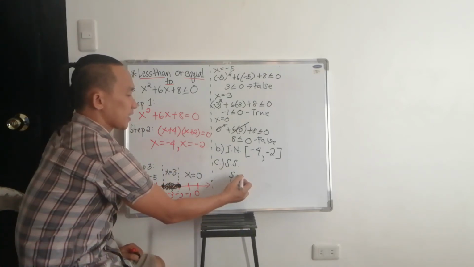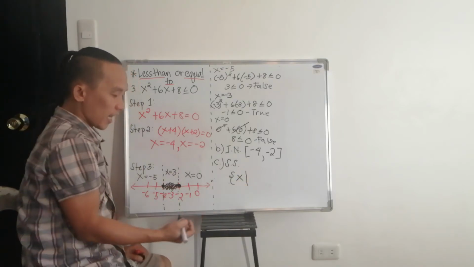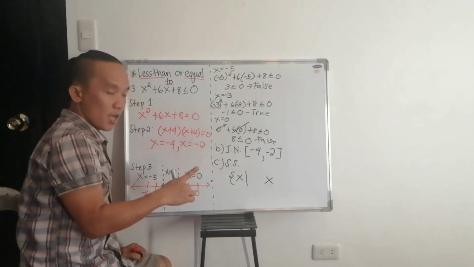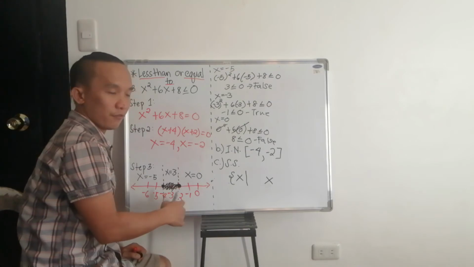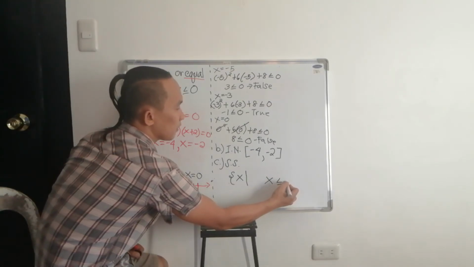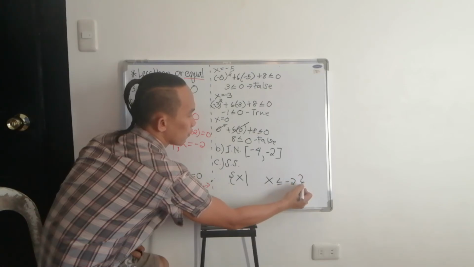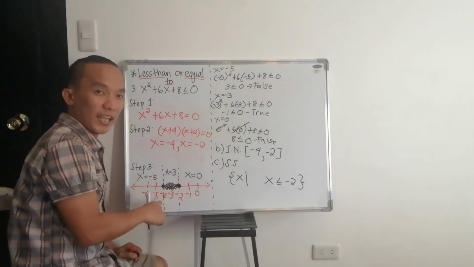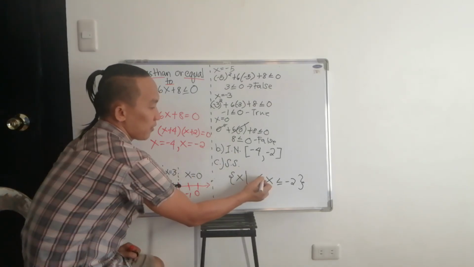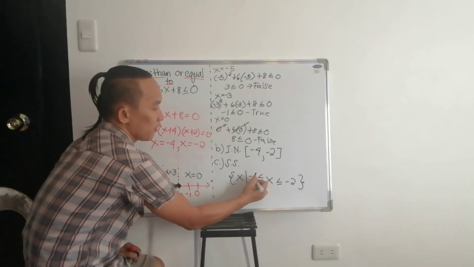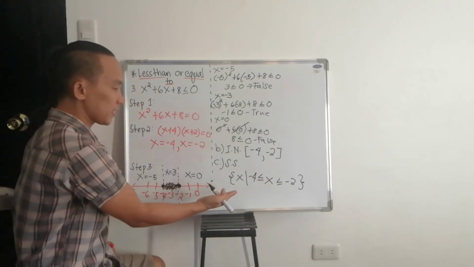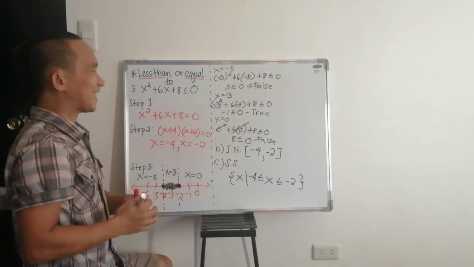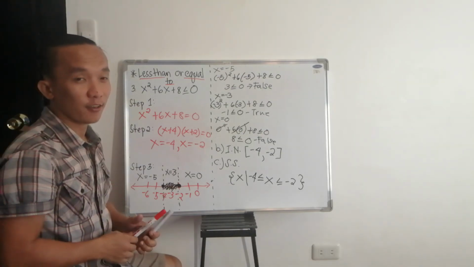Let x for all x such that your x is less than or equal to negative 2, but it should be more than or equal to negative 4. So it can be more than or equal to negative 4. So this is now your solution set, your interval notation, and your graph for x squared plus 6x plus 8 less than or equal to 0.